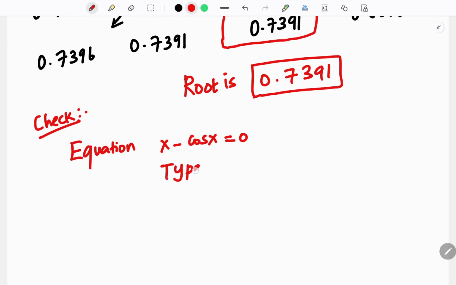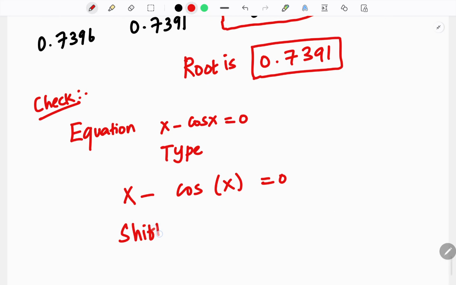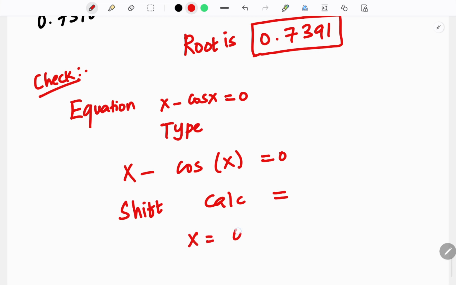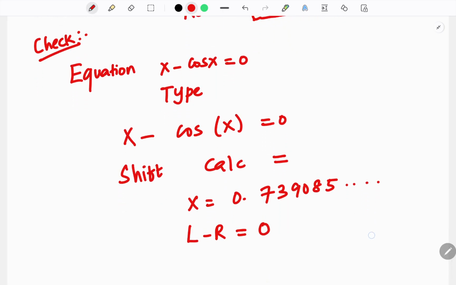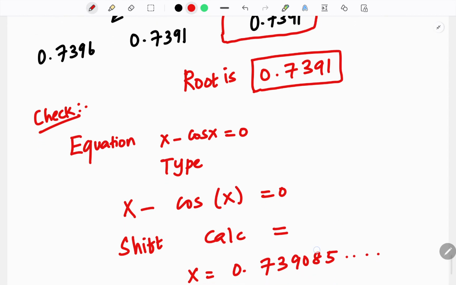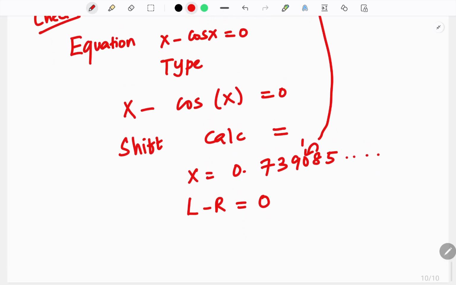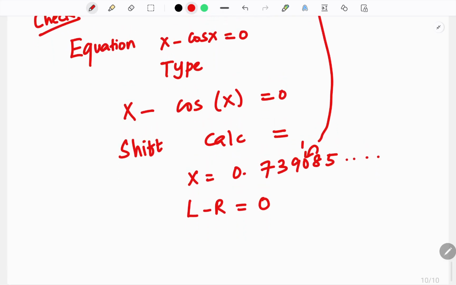Type this equation: alpha x minus cosine alpha x equal to 0. Then press shift calc and then equal. If you press this, you will get x is equal to 0.739085, and it goes on. Then, x minus r, you should get 0. So you'll get 1, and this will be the same as this. So your answer is correct. Okay, so this finishes your secant method.